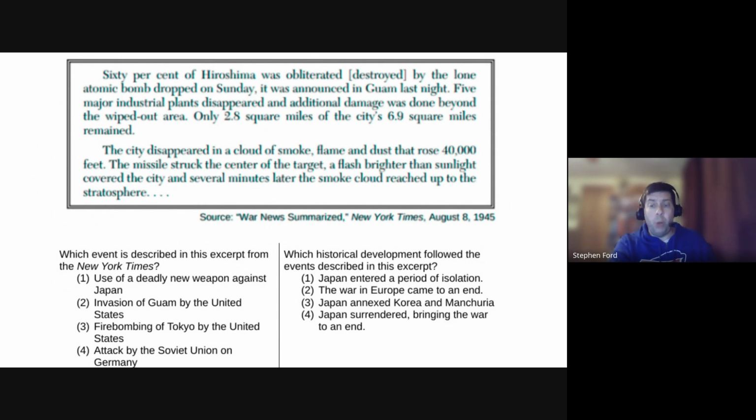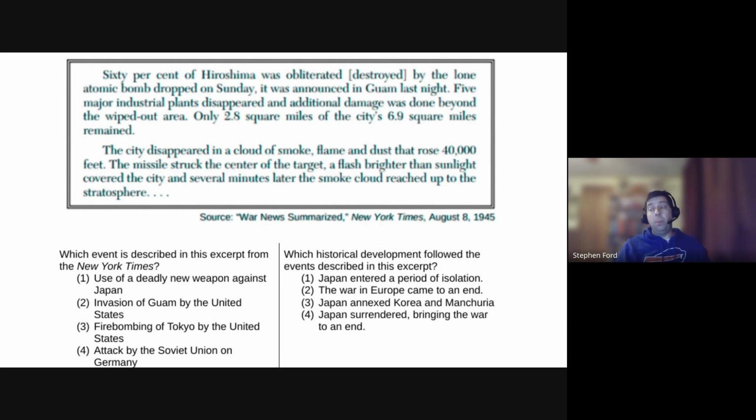I'm not going to necessarily read through this whole document for you. I encourage you to pause and read it now if you have it in front of you, or to read it on your screen. But I want to point out where it says 60% of Hiroshima was obliterated by the lone atomic bomb dropped on Sunday. It was announced in Guam last night. I'll just read the whole thing. 5 industrial plants disappeared and additional damage was done beyond the wiped out area. Only 2.8 square miles of the city's 6.9 square miles remained.